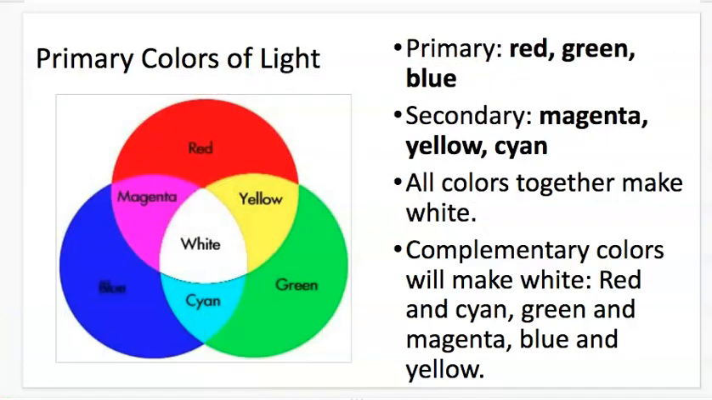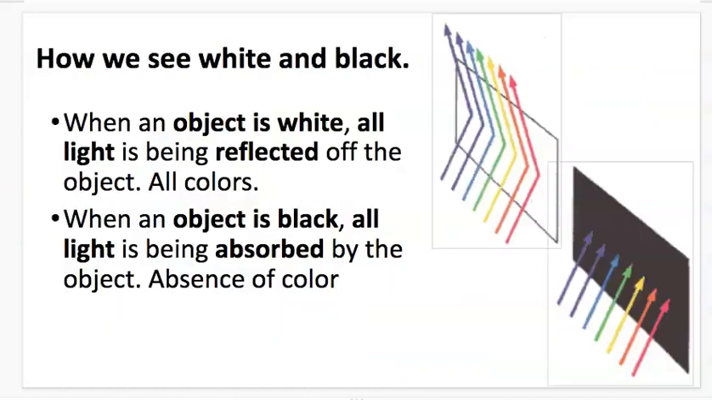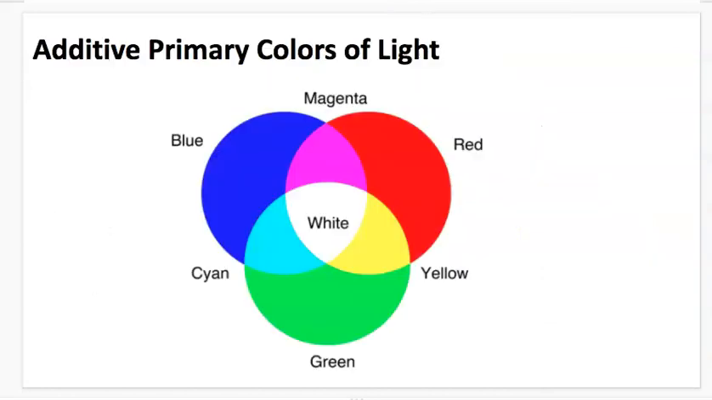Make sure that you know with light, the primary colors are red, green, and blue, and then secondary is magenta, yellow, and cyan, okay? And yes, you'll need to know what different colors of objects look like under different colors of lights. Make sure you know white reflects all colors, black absorbs all colors. It is the absence of light, all right?